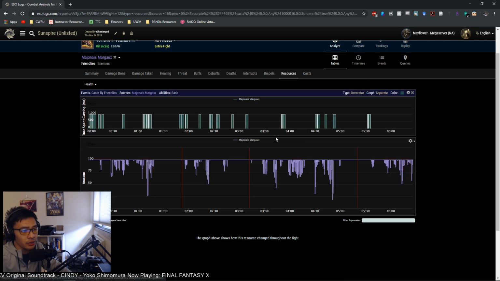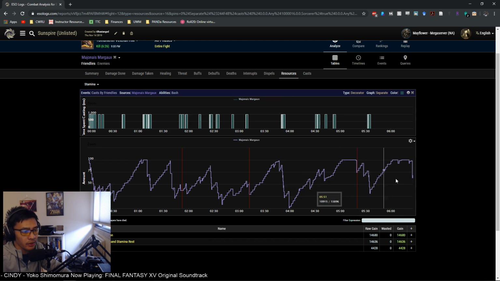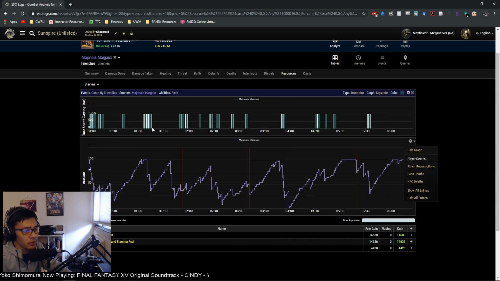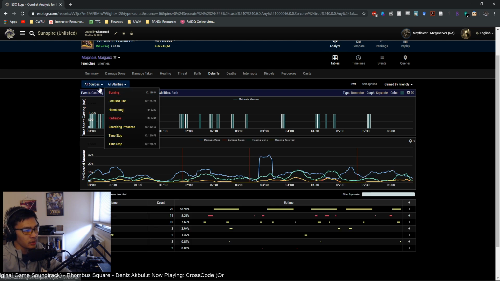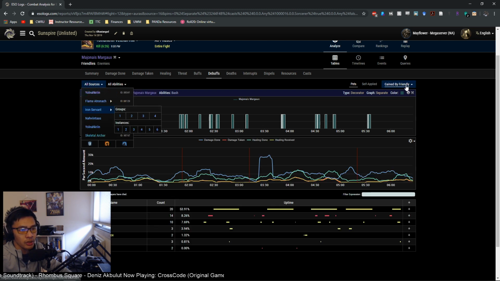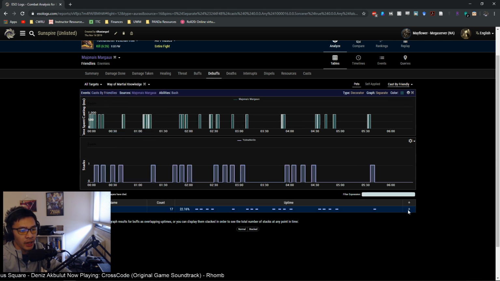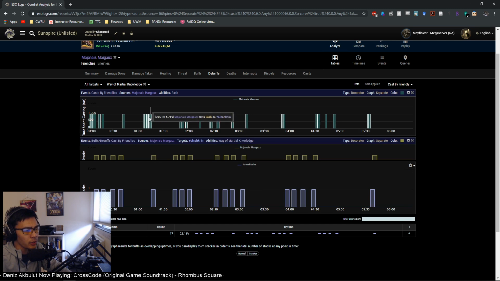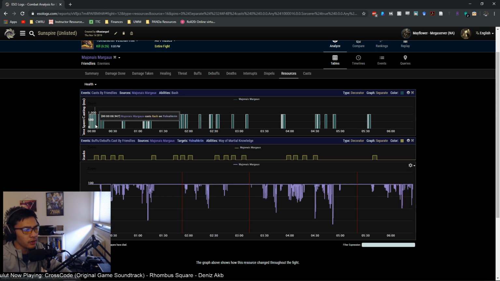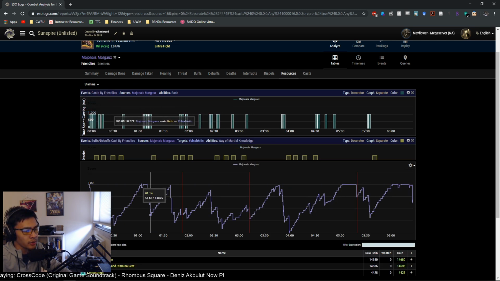So take a look at our resources again. Stamina here. You can see that these bashes correspond to this sharp dip, and this is where our Marshal Knowledge is going to be coming into play again. Again, if we go to debuffs, go to cast by friendly, go to Marshal Knowledge, and just add that in up here, you can see that once we get our stamina back down again, Marshal Knowledge procced.